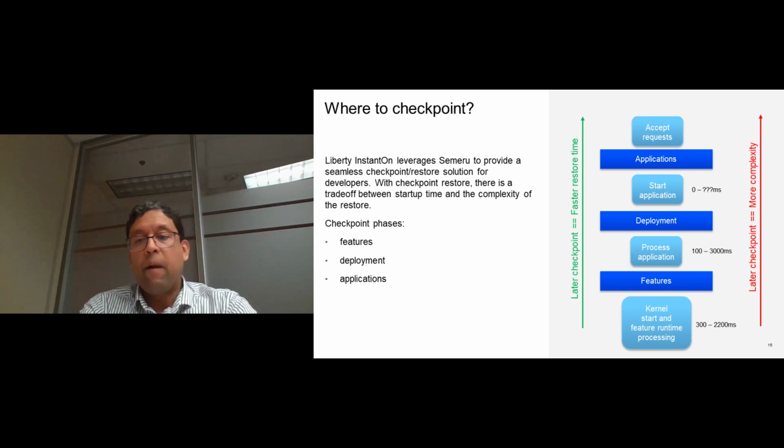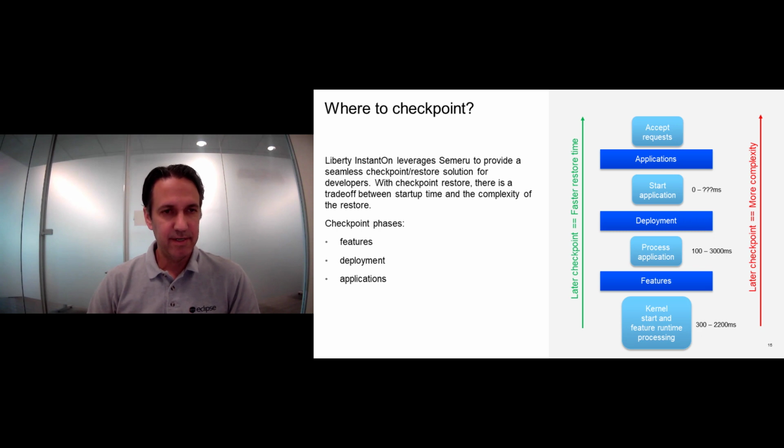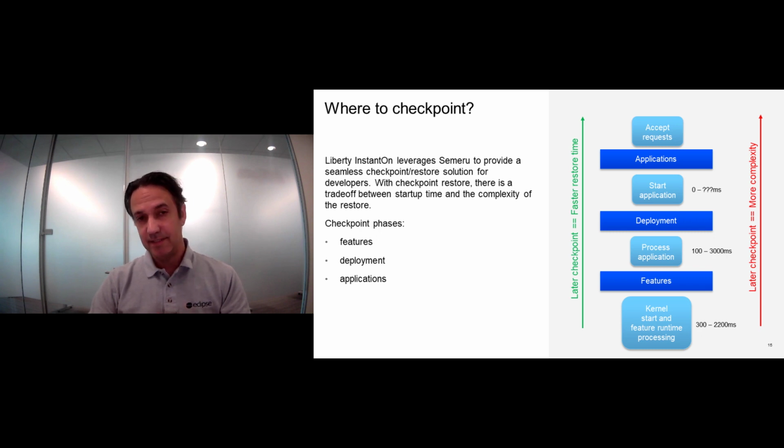Thanks, Vijay. So now that we've established the promise of Instant On, I'd like to go into a little bit more details on how Open Liberty Instant On is leveraging the Semeru technology and CRIU in particular in order to do a checkpoint and restore solution. So our goal is basically to provide a seamless solution where developers can use this as part of their build of their application container image.